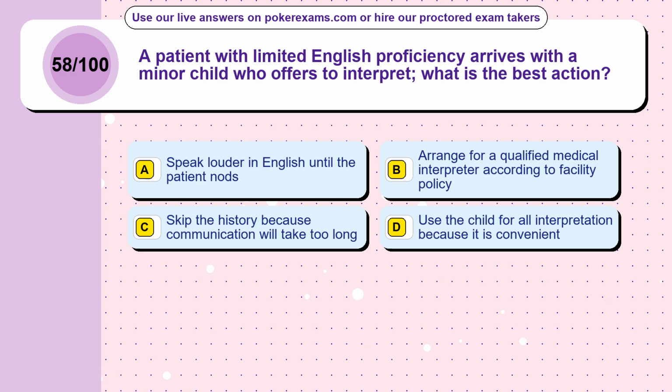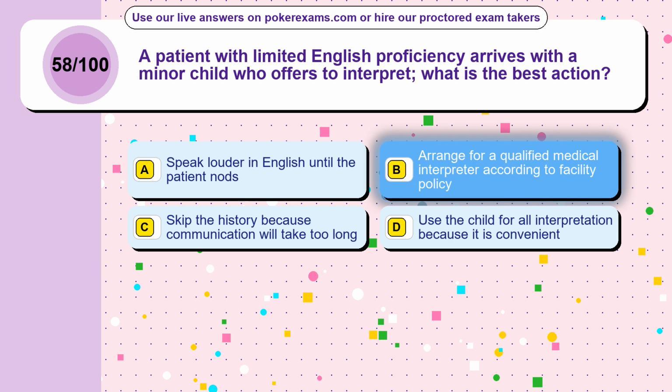Question 58. A patient with limited English proficiency arrives with a minor child who offers to interpret. What is the best action? Option A. Speak louder in English until the patient nods. Option B. Arrange for a qualified medical interpreter according to facility policy. Option C. Skip the history because communication will take too long. Option D. Use the child for all interpretation because it is convenient. The correct answer is option B.